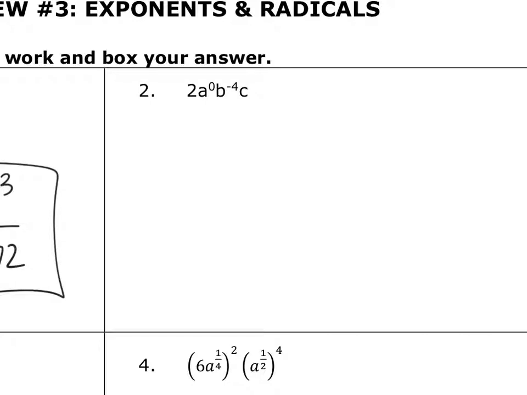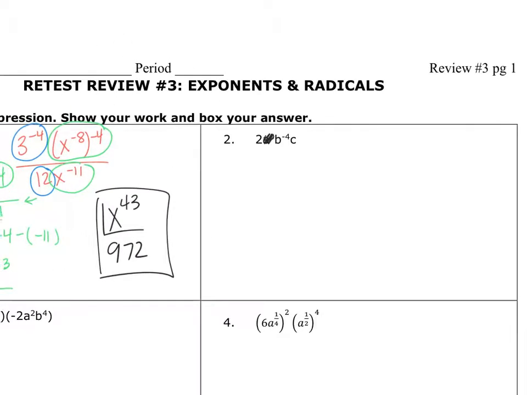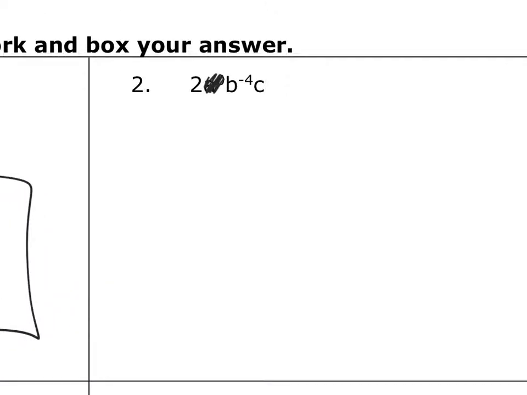Problem 2, the first thing I noticed is I have an a to the 0. That 0 is just on a, nothing else. And so I'm going to go ahead and scratch that out. Then I do notice I have a b to the -4. Negatives need to move to the bottom, and I cannot put a negative in my answer. So I draw the down arrow to remind myself that it's going to go down to the bottom.